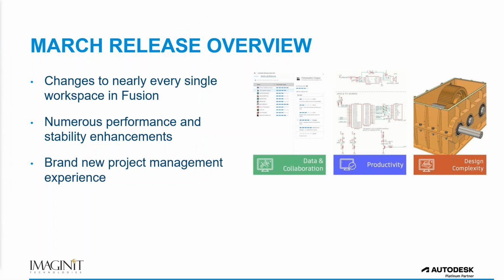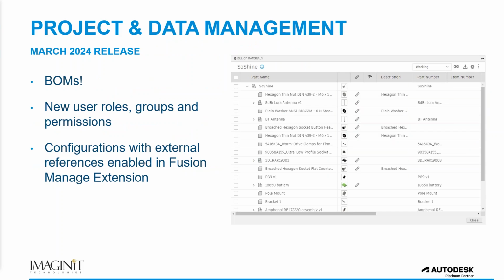As a brief overview, there were changes to nearly every single workspace in Fusion in the March release. They include numerous performance and stability enhancements, lots of bug fixes as usual, and a brand new project management experience that includes some new roles and new permission settings as well. We're going to break this down into workspace areas or process areas. To start with, we'll look at project and data management for this March release.